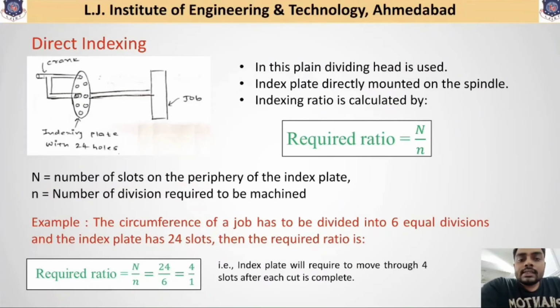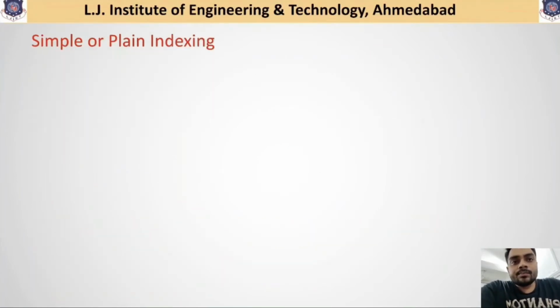Now we will see another method, that is simple or plain indexing. So where will this method be helpful? As we know, in the normal direct indexing method, one can generate only up to 24 equal divisions on the workpiece. So now if one wants to generate more than 24 holes or slots on the workpiece, or any other number of divisions, that is to be generated using a universal dividing head.